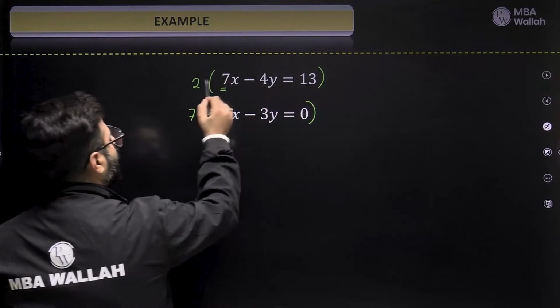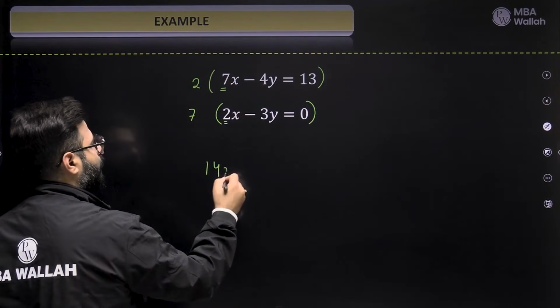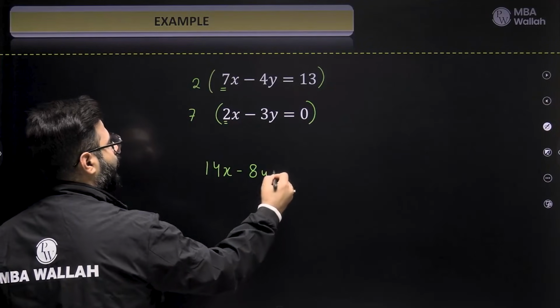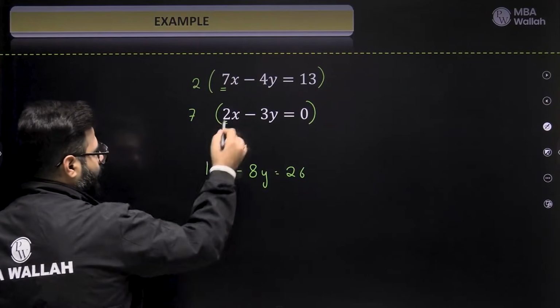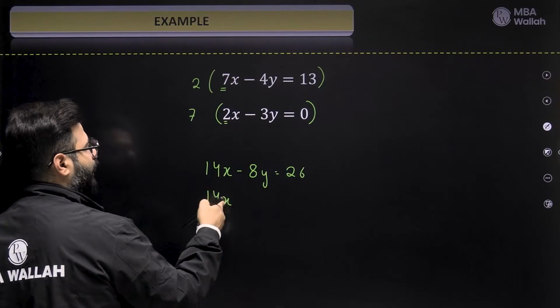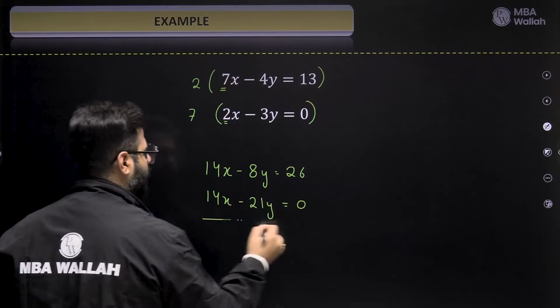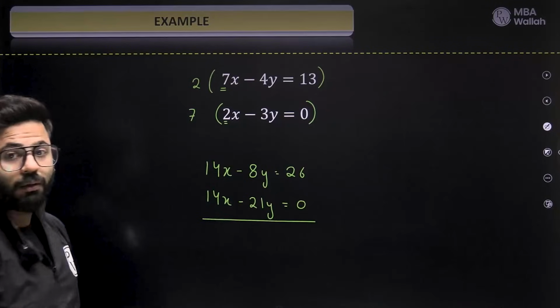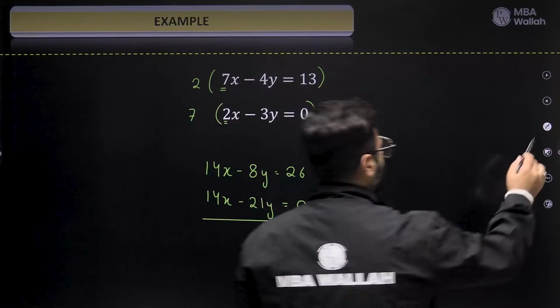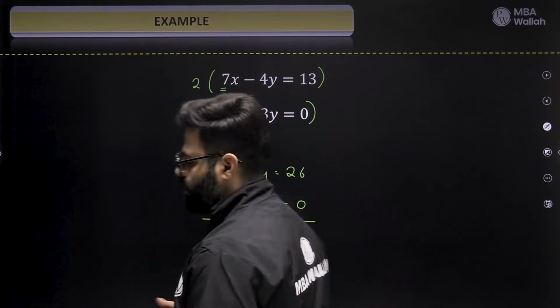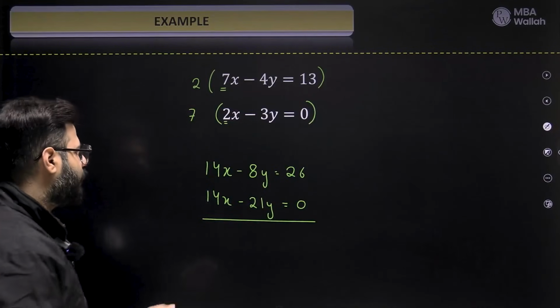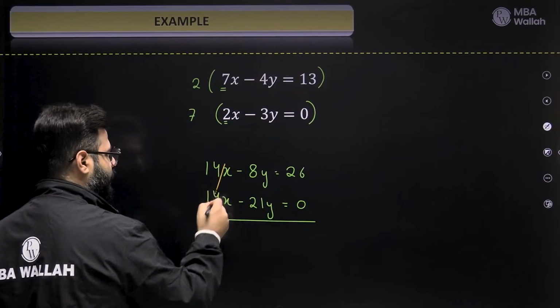Let's check. 2 7s are 14x, minus 2 4s are 8y, 2 13s are 26. 7 2s are 14x, boom, we have it. Minus 21y, 7 zeros are 0. That's it. Same coefficients, but this time with the same sign. What happens when you have the same sign? Subtraction.